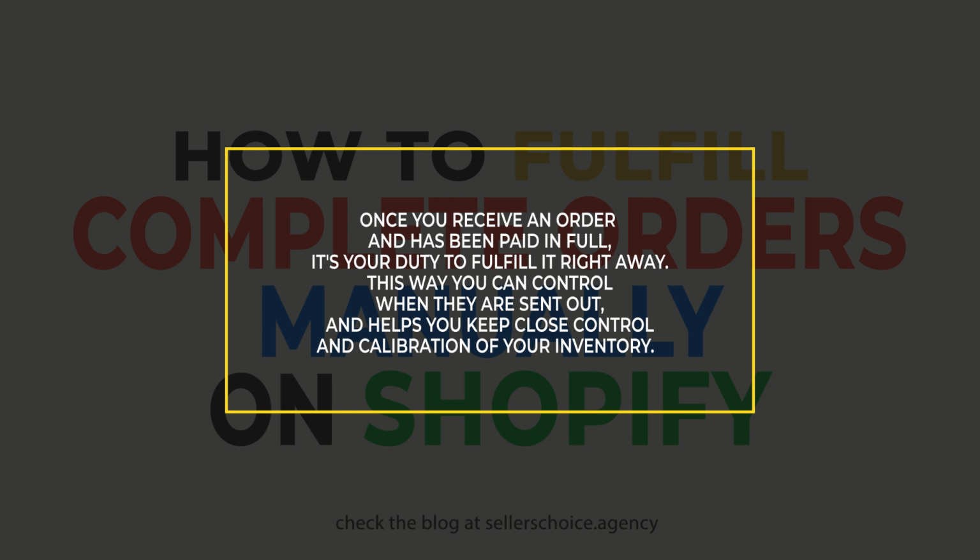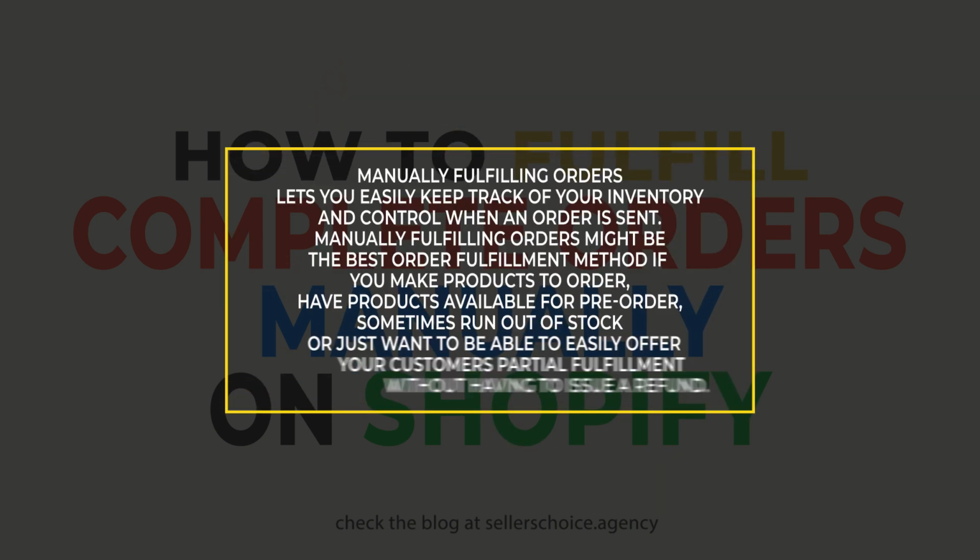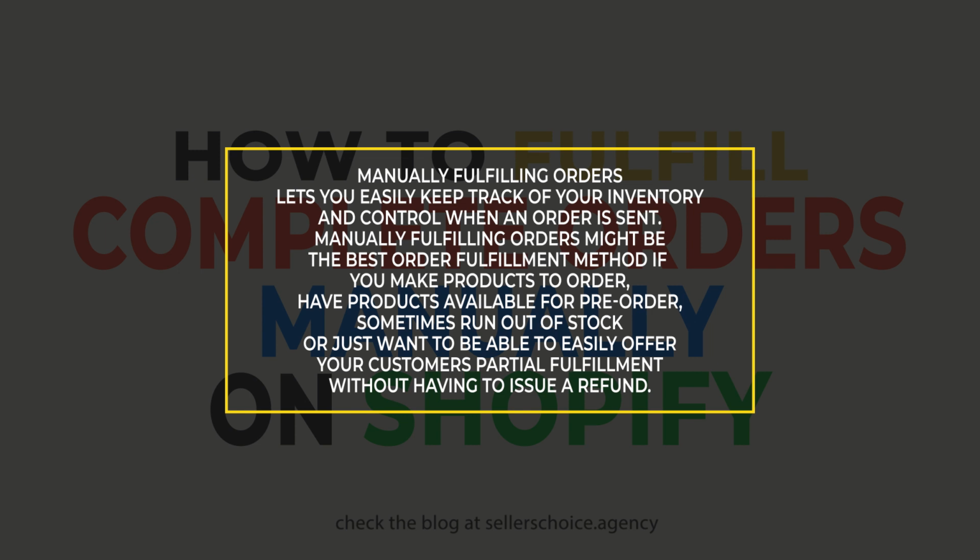For most stores, it makes sense to manually fulfill your orders. This way, you can control when they are sent out and it helps you keep close control and calibration of your inventory. Manually fulfilling orders lets you easily keep track of your inventory and control when an order is sent.